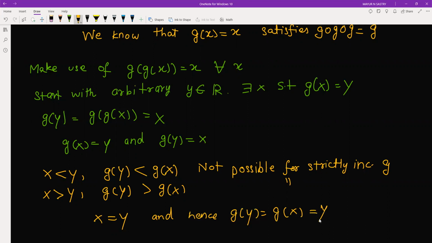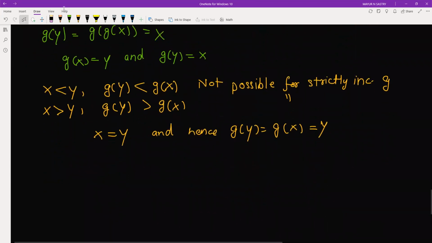So for arbitrary y belonging to R, we have shown that G of y equal to y, which means that G must be the identity map. And the identity map also satisfies our condition G of G equal to identity. And thus, this implies that G of x equal to x is the unique strictly increasing solution.